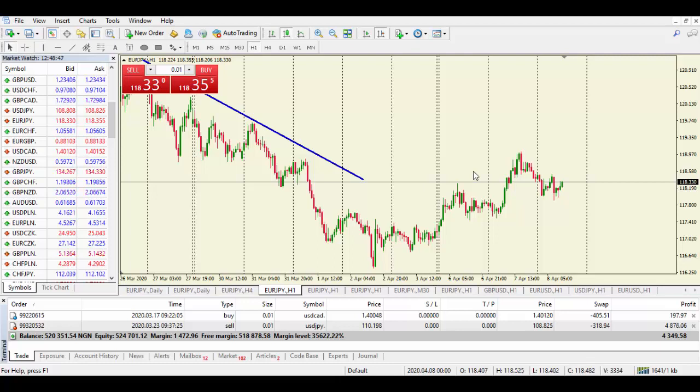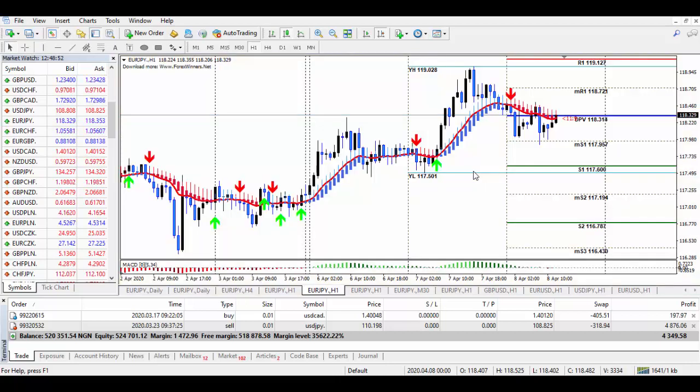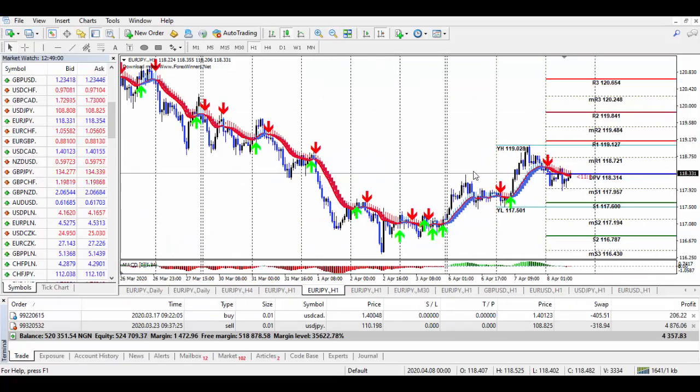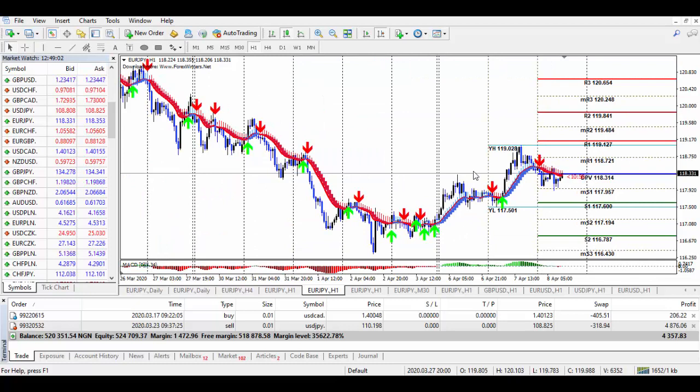That being said, let's look at the EURJPY again using the Fresh Pip strategy, which we do explain in class. Also, the price has been going down, and this is the MACD at the bottom here.